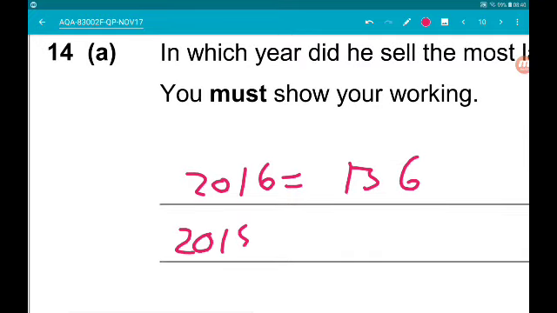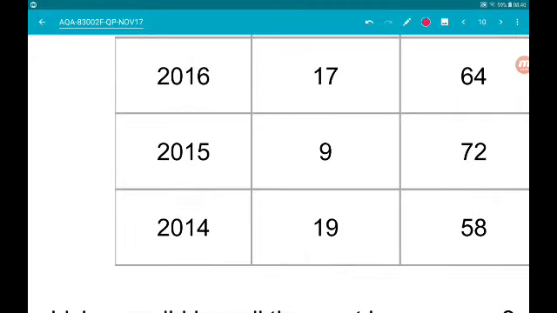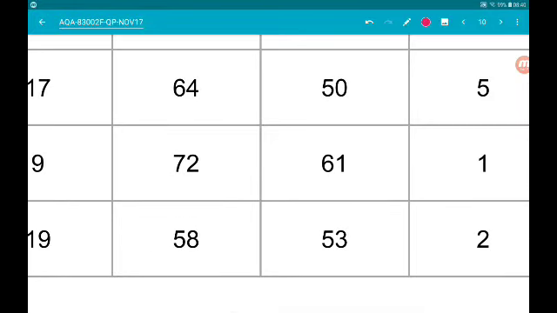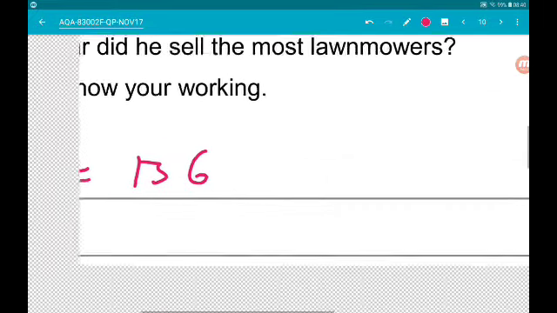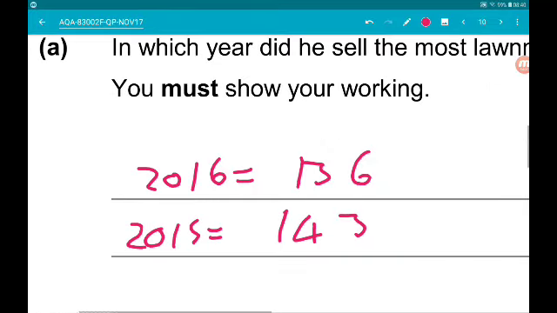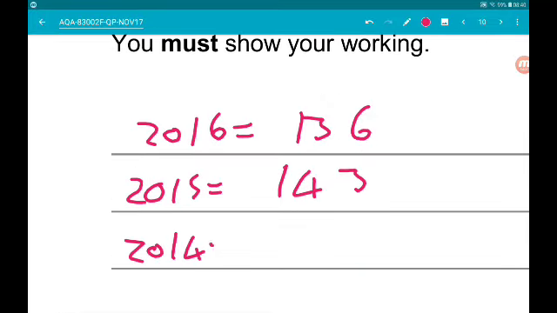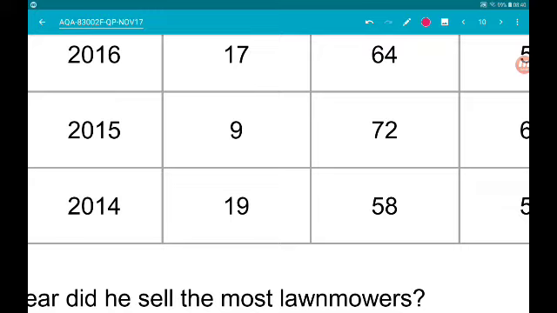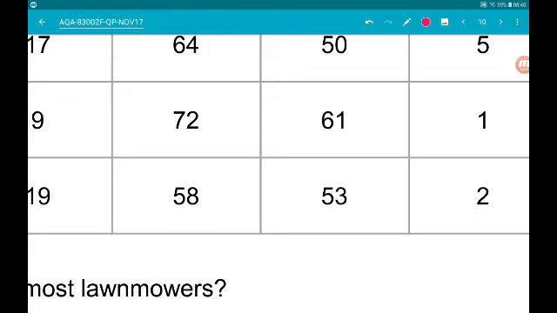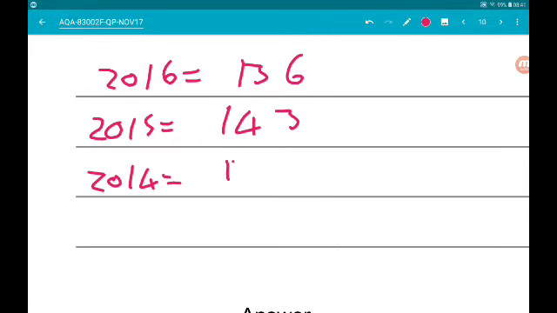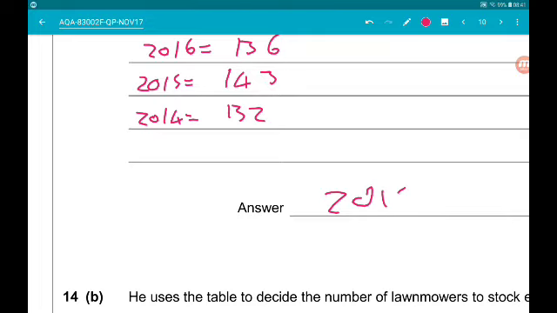2015. We got 9, add 72 is 81, add 61 is 142, add 1 is 143, and then 2014 we sold 19, add 58 is 77, add 53 is 130, add 2 is 132. So we sold the most in 2015. Cool.